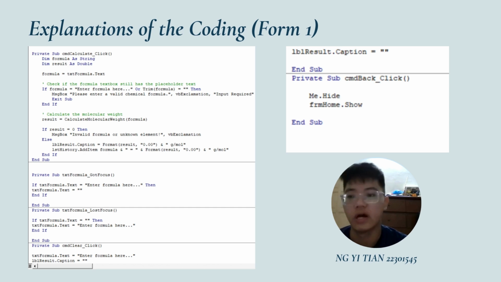If the formula is correct, the molecular weight is displayed in grams per mole and saved to a history list for future reference. The input box is smart too, so clicking inside it clears the placeholder text. If you leave it empty, the placeholder text will return automatically. The clear button also resets the input and result, while the back button will just navigate you back to the home screen. So it makes the program user friendly and easy to navigate.